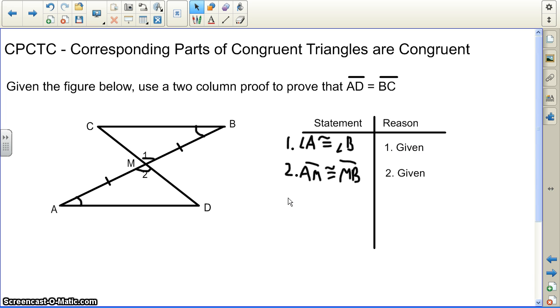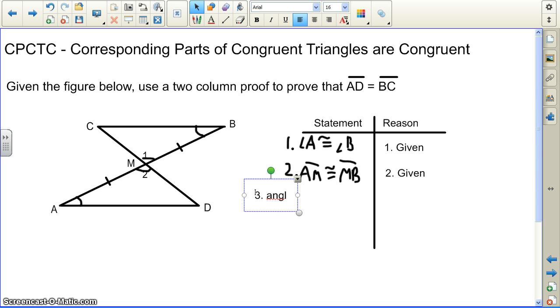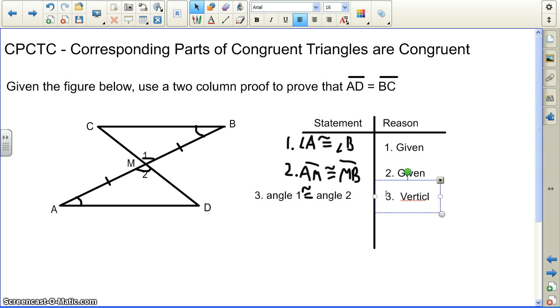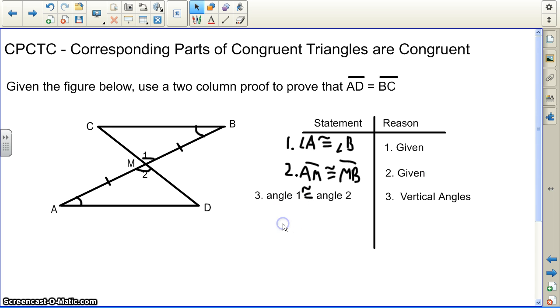Okay. Now, the other thing that I can look at, and we talked about it, is that angle 1 is congruent to angle 2. Let me put my symbol in there real quick. So angle 1 is congruent to angle 2 because, and this time it wasn't given to us, we were able to reason that through because they're vertical angles. Okay, so that reason is because they're vertical angles.